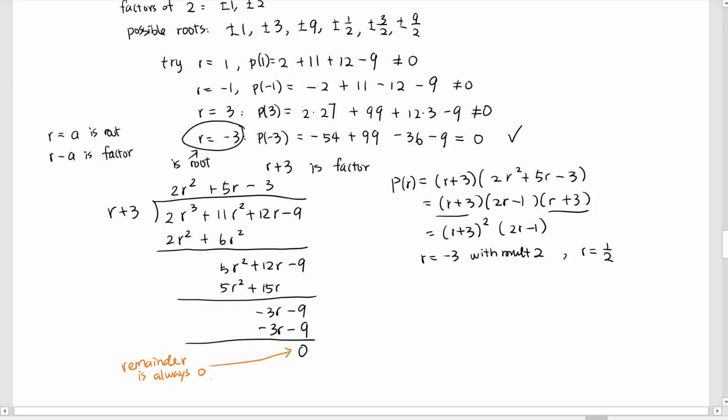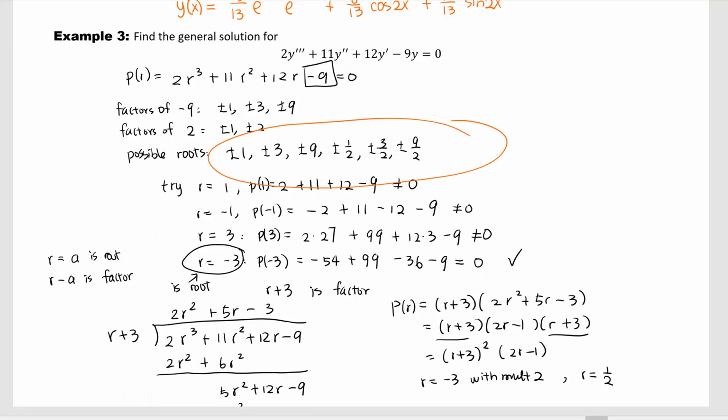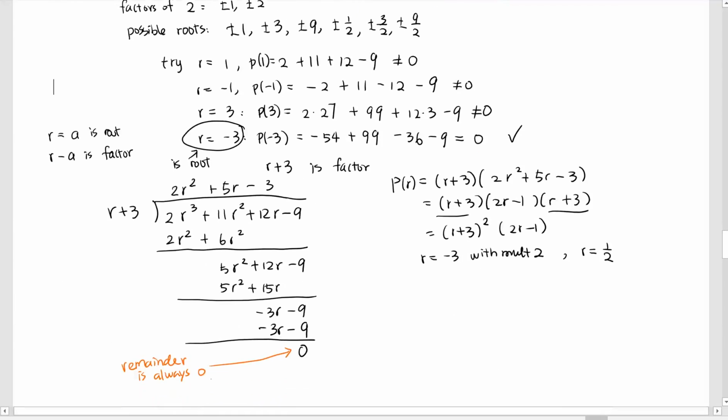Another good thing about using long division and finding the quadratic factor is this. When you plug in those numbers, you only know whether they are roots of the polynomial, but you cannot tell the multiplicity. If a root is a repeated root, you won't be able to tell by just plugging it into the polynomial. That's why here we can see r plus 3 appeared twice in the factorization, so negative 3 is a repeated root.